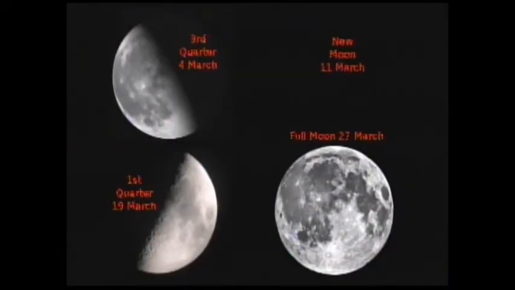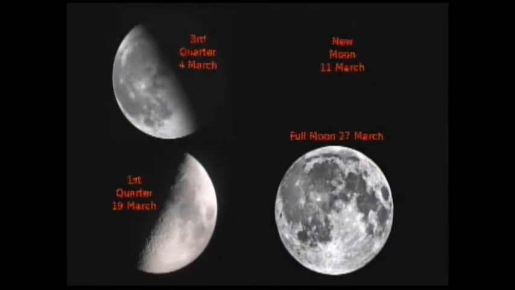So let's see what the moons are doing in March. We have the third quarter moon on the 4th of March. That's a Monday. So the quarters happen more or less on the same day of the week. Third quarter is when the moon is visible in the morning, that is, say, after midnight and into the morning, which leaves the sky darker in the evening.